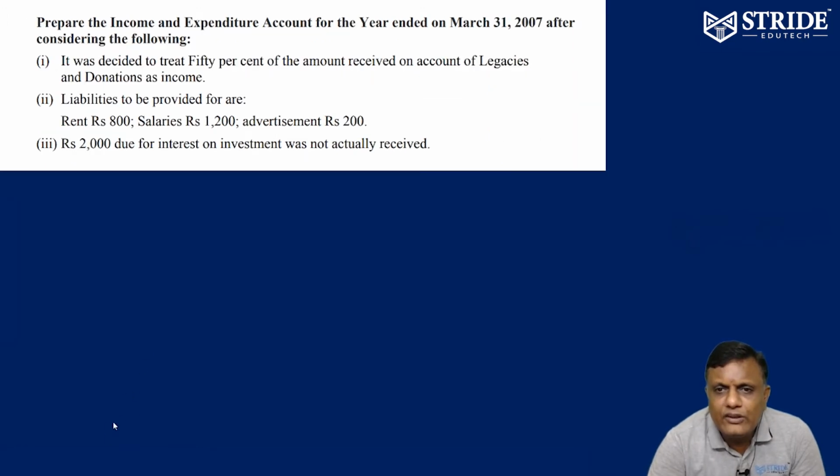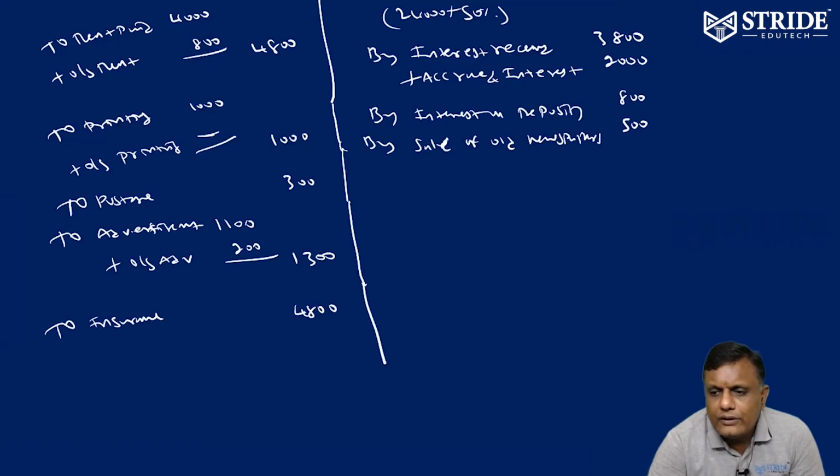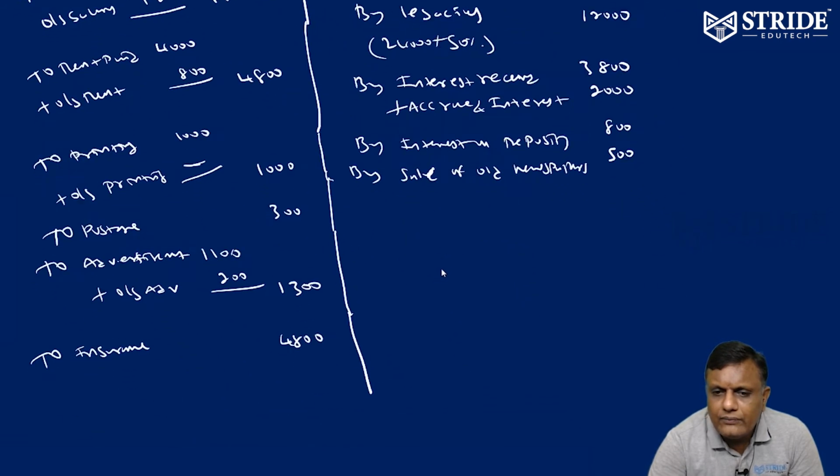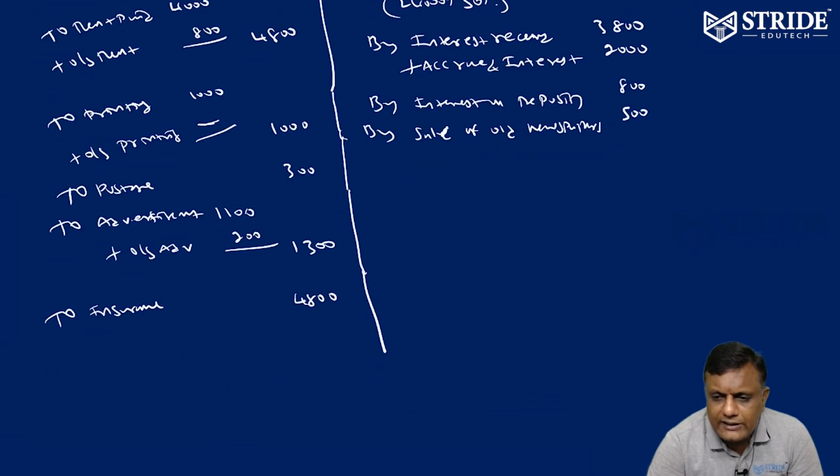Okay, 50% legacy donation already we have treated. Outstanding is already posted. Interest and investment accrued, we have posted. Okay, so kindly check it out. So donation legacy is already posted. I think everything has been posted.